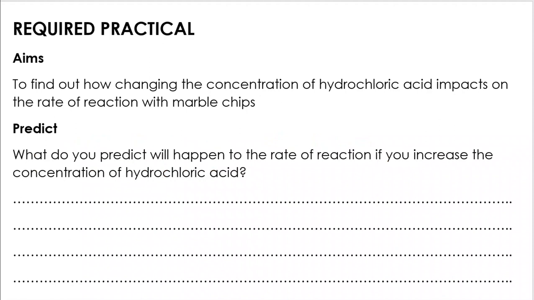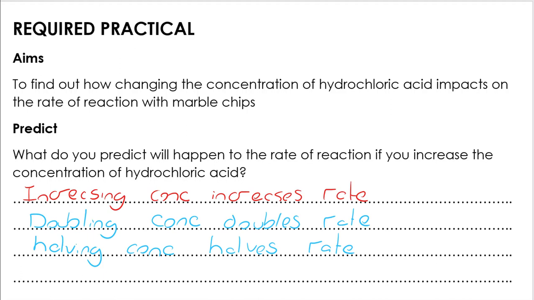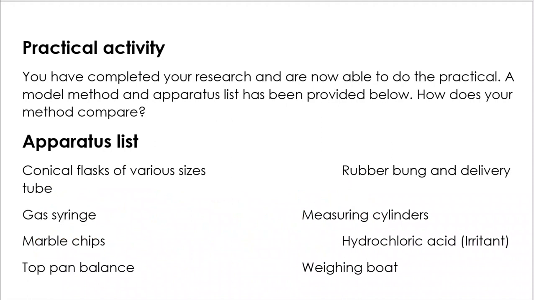What do you predict will happen to the rate of reaction if I increase the concentration of hydrochloric acid? Well, we've spoken about this at length. Increasing concentration increases rate. We can take it further. Doubling concentration doubles the rate. Halving the concentration halves the rate. We can quantify it. Now let's look at what that practical may actually look like.